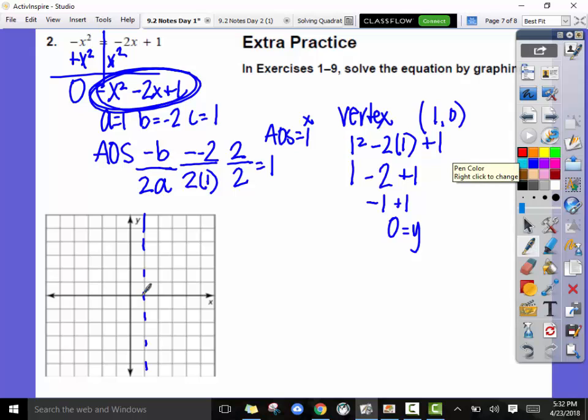Plot my vertex, 1, 0. And right now, if you're thinking ahead, if that is the vertex, then that has to be the solution. So I can get a couple other points on here really easily. If I make a quick table, I'm going to choose 0, and I'm going to choose negative 1. So plugging in 0 into my equation, 0 squared is 0, minus 2 times 0 is 0, plus 1 is 1. Over 0, up 1. Reflect, just like that.